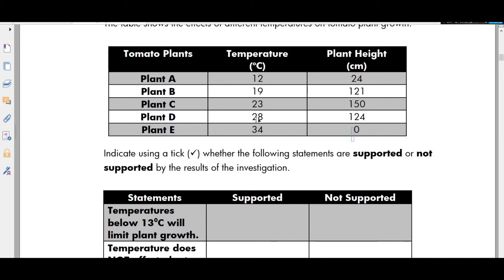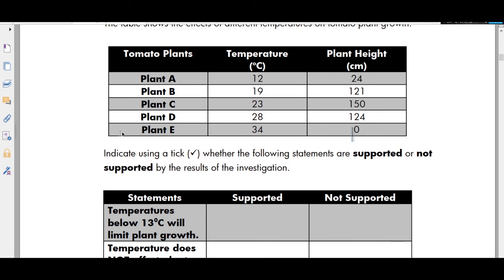Plant D was exposed to 28 and it went down to 124. Plant E went to 34. It did not grow any at all, zero. So it's probably dead or waiting for some perfect conditions to come out. But for all intents and purposes, this plant is dead.